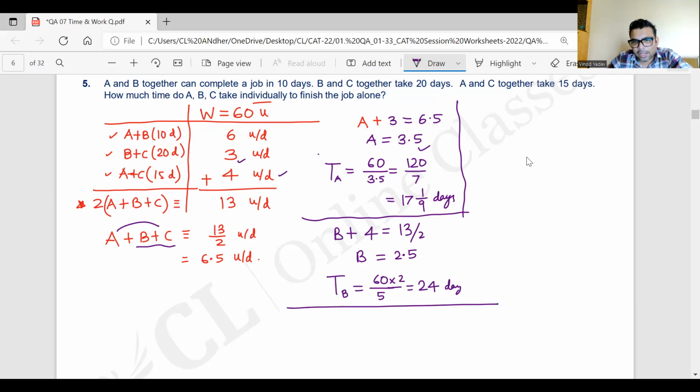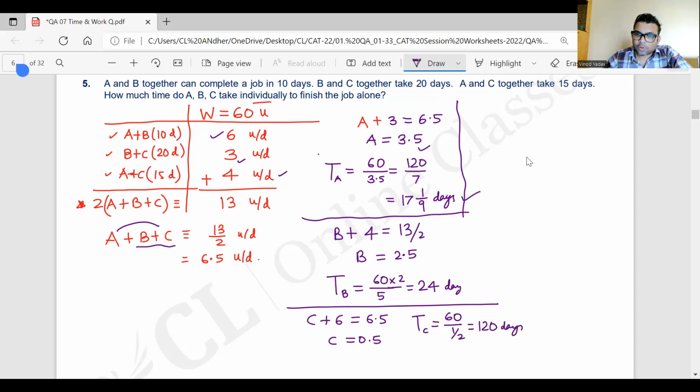Similarly, how will it be for C? C plus A plus B. So A plus B is 6 units per day, right? Is equal to 6.5. So C's efficiency is 0.5 units per day. So time taken by C will be what? 60 divided by 0.5, 0.5 means half. In short, 120 days. The most efficient was A, followed by B and then by C. Understood? Got this variety also? Okay. All right.